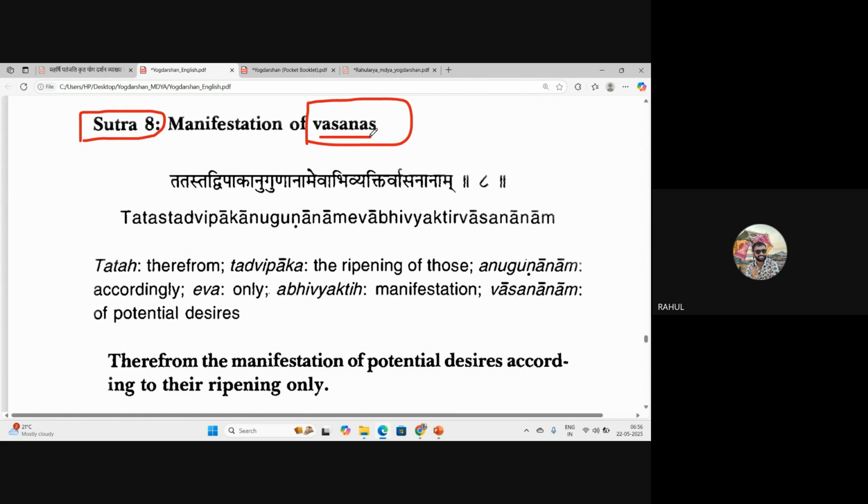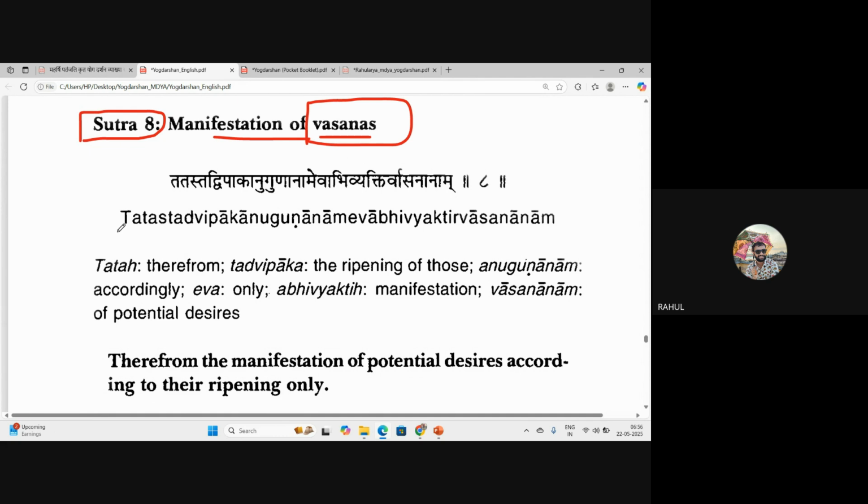The other example, Mother Teresa, she also had vasana, no? But that vasana is positive vasana. She helped all the poor people. In the same way, Hiranyakashipu and Ravana had negative vasana. They tortured the people. Negative vasanas. Okay. Now here he is telling how the vasana is manifesting.